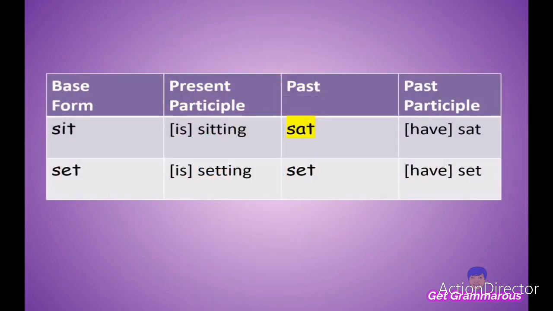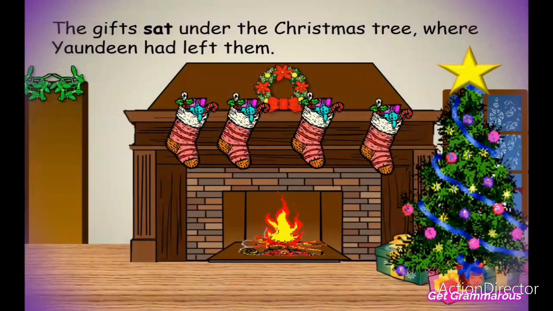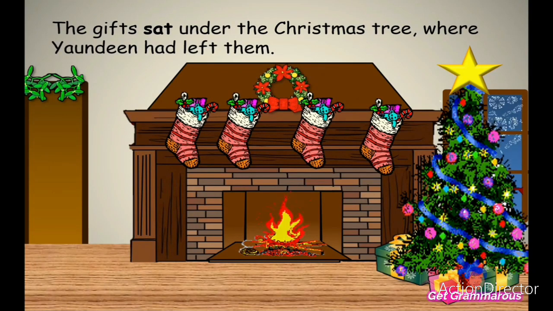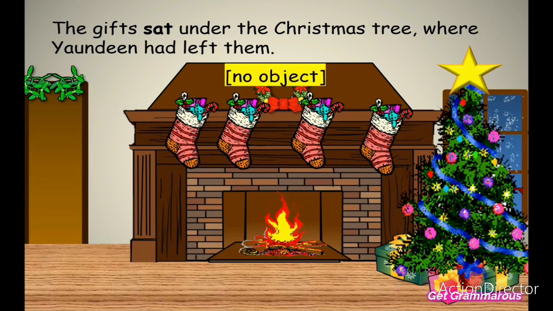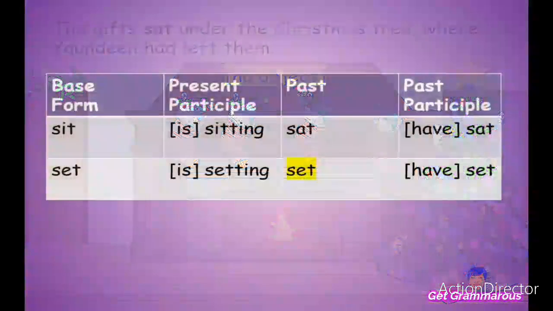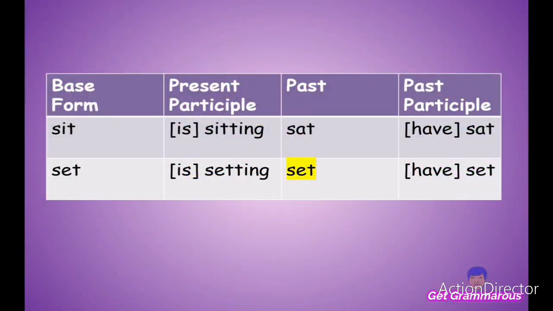How about sat, the past tense of sit? Let's look at sat in a sentence. The gifts sat under the Christmas tree where Yondine had left them. This sentence has no object. Sat is not done to anything. Let's look at the past tense of set, which is still set. Remember, the form doesn't change.